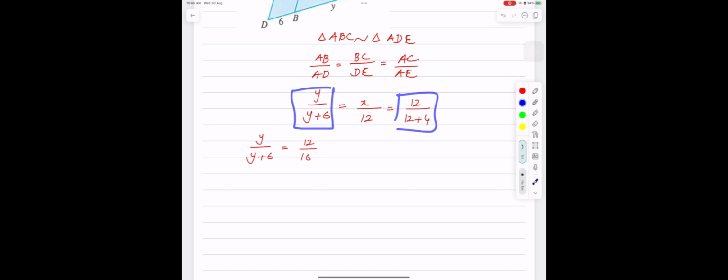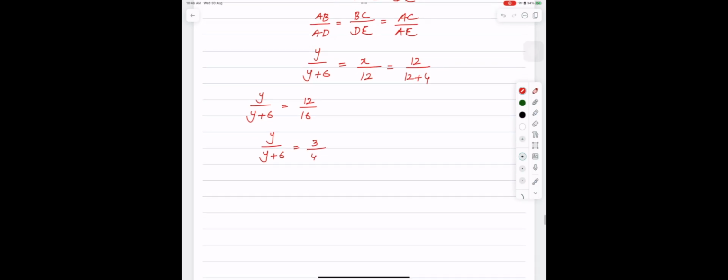We have chosen the first and last fractions because all these fractions are equal, and now you can simplify before you do cross multiplication. In paper 1 you don't have the calculator, so it's always a very good idea to first simplify and then do cross multiplication. So this is 4y, which is equal to 3y plus 18. Now if you subtract 3y from both sides, you will get the value of y, which is 18.